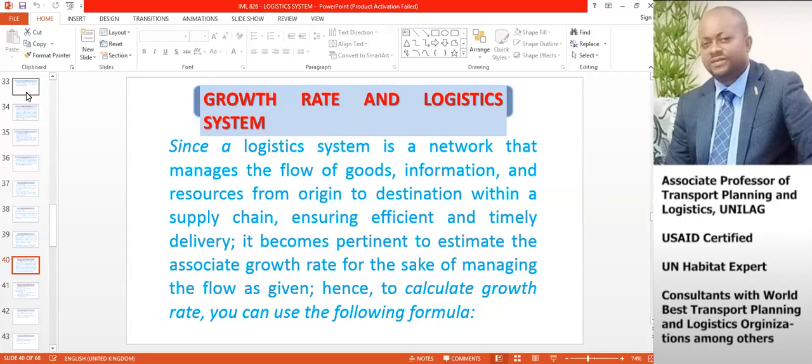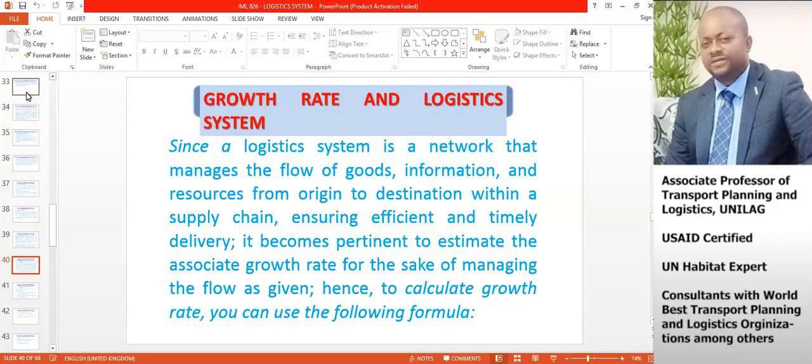So if you carefully see the logistics system, which the course is all about, you will see that to manage it properly, we need to understand how to estimate the growth rates. If you understand how to estimate growth rates, you are already doing a subset of network management. Logistics system is a network, and there must definitely be a flow associated with it.